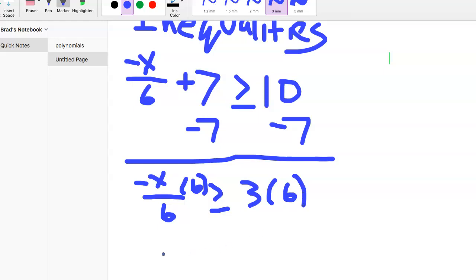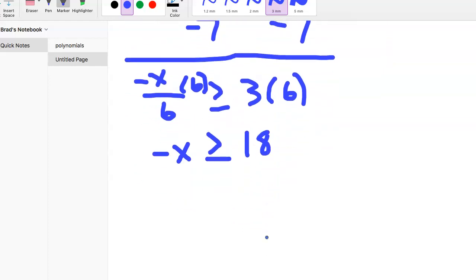Right, and then what we have left, so that denominator goes away, and then we just have the negative x, still greater than or equal to 3 times 6 is 18. Okay, negative x is greater than or equal to 18, but we want to be solving for x almost for sure, right? And so because of that, we will multiply each side by -1, and this comes to the rule I was telling you about at the beginning of this video.